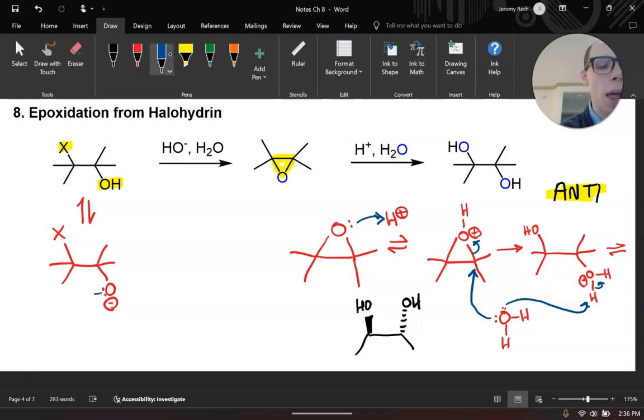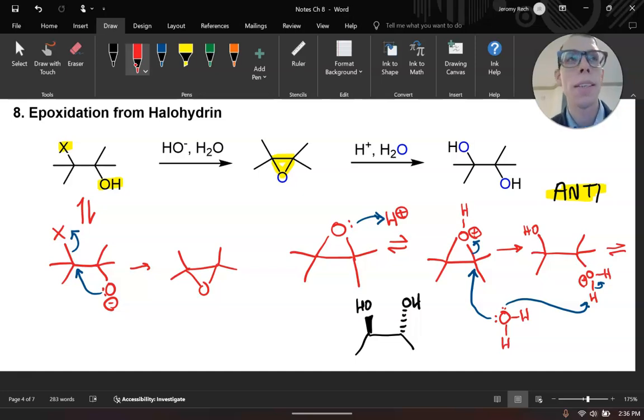That can then do a backside attack and kick out your leaving group, and that will generate your epoxide. In our next video, we'll talk about ways to make an epoxide. We'll talk about ways to make a halohydrin. However, once you have a halohydrin, if you expose it to a base, that can form an epoxide. When you have an epoxide, if you expose that to acid, that can open up into two alcohols that are going to be on the opposite sides.